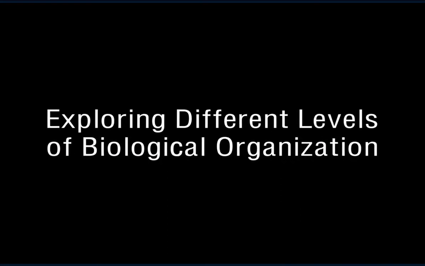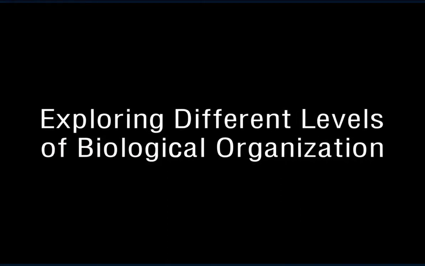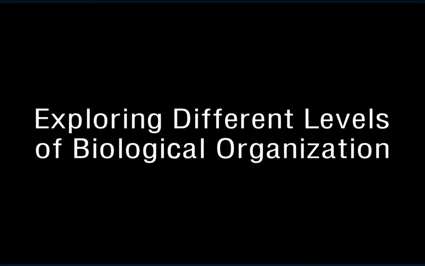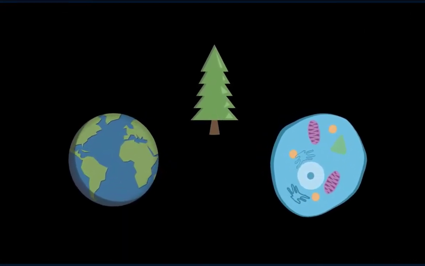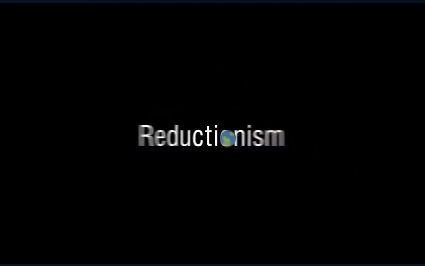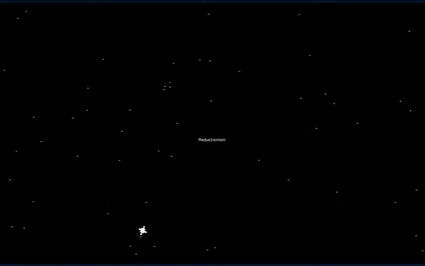In this opening episode, we are going to explore the different levels of biological organization. In order to study these different levels of biological organization, we will use an approach termed reductionism to reduce complex systems to simpler components that are more manageable to study. This journey begins in outer space.